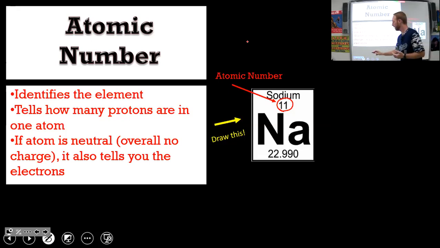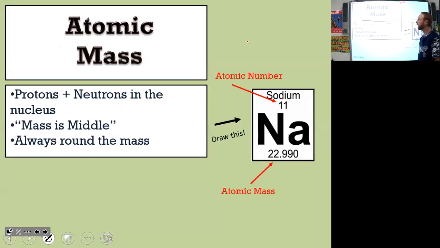Okay. The other piece of information that this square tells you is this number on the bottom. So new subheading, this is called atomic mass. So our atomic mass on the bottom tells us how many protons and neutrons there are in the nucleus.